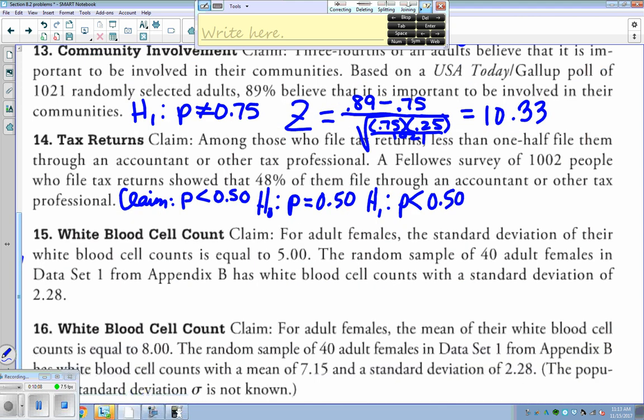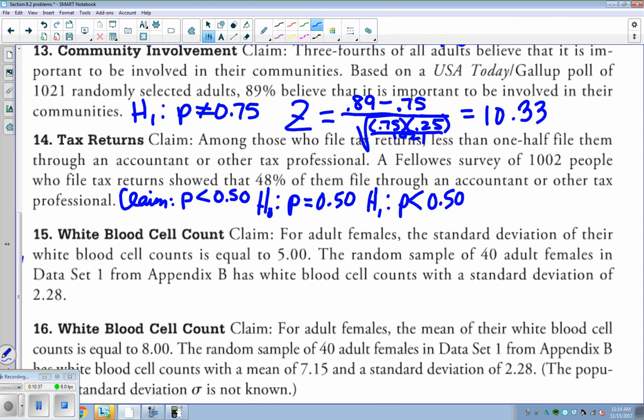Okay. So back to number 14, we have our null and our alternative hypothesis written symbolically. We have a survey of 1,002 people who filed tax returns, showed that 48% of them file through an accountant or other tax professional. And our job here is to find the test statistic. What am I using and why? Yes, I'm going to use the z-score because it's a proportion. That's the easiest one. If it's a proportion I know, boom, it's going to be z.